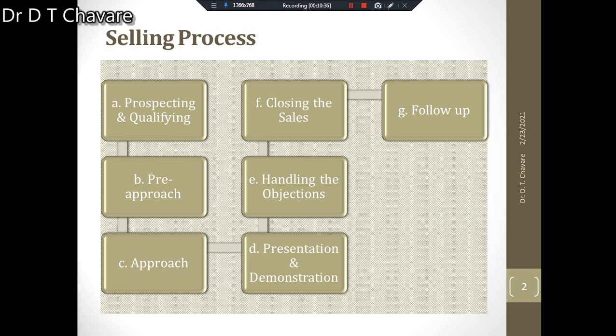Attention should be paid to the buyer's remarks, and three types of approaches are observed. In this third point, there are three types of approaches. The first is the reference approach, the second is the benefit approach, and the third is the sample approach. Try to understand. Then the next step is presentation and demonstration.